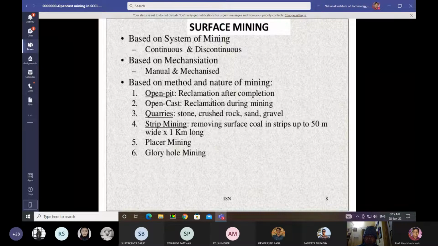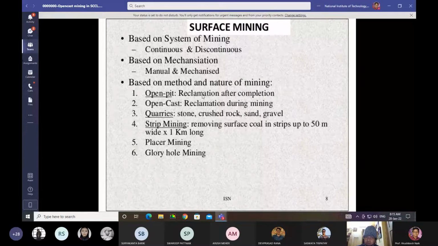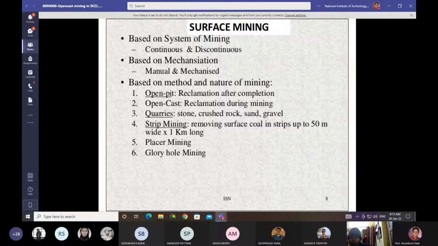So what is reclamation? After the mineral is taken out from the earth crust, you get a depressed land, you get a void, and that void is to be filled up by the waste materials after mining is done. So that is called your reclamation. Land should be brought back to its original form. So open pit mining is the process where reclamation is carried out after the mining is over, whereas in the case of open cast mining, reclamation is carried out during mining.